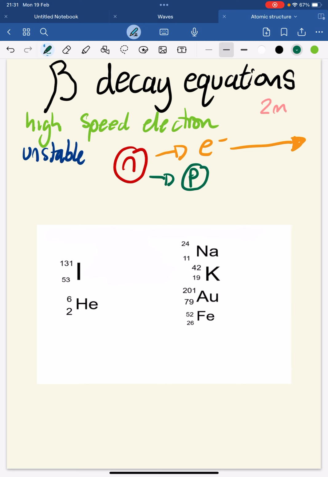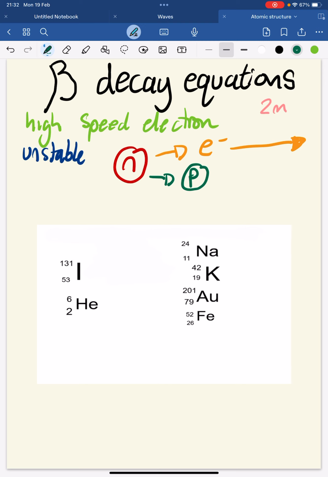So, when we talk about the decay equations, it's important to think about the atomic mass and the atomic number, just like with the alpha decay equations. So at the bottom here, we've got iodine 131, helium 6, sodium 24, and so on and so forth. Let's have a look to see what happens when we have iodine 131. It emits a beta particle.